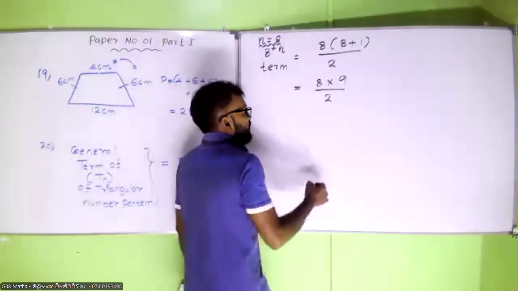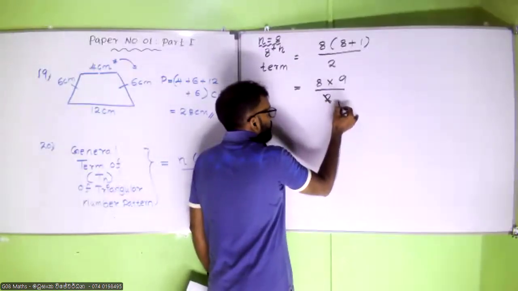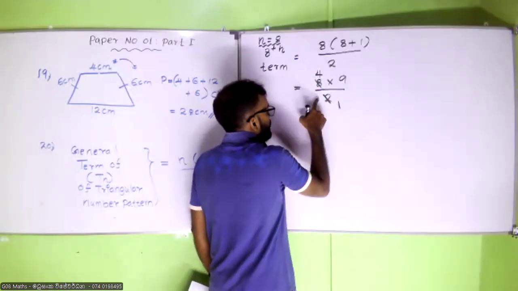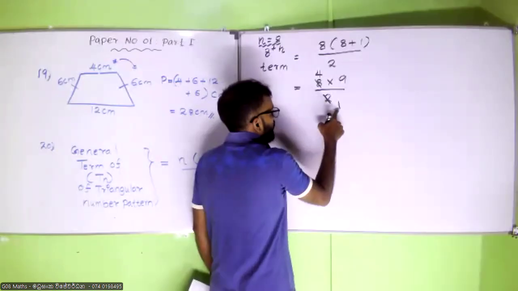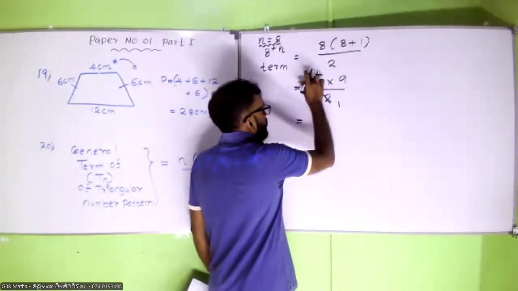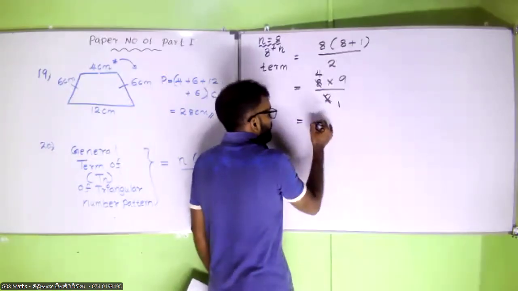Can we simplify the numerator and the denominator? Yes. 2 times 1, 2 times 4. We can simplify the numerator and the denominator. 2 times 1, 2 times 4. So the 4 times 9.